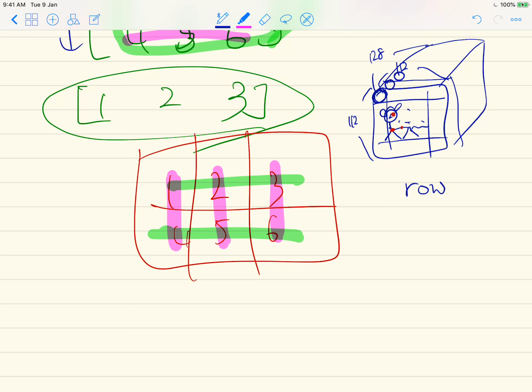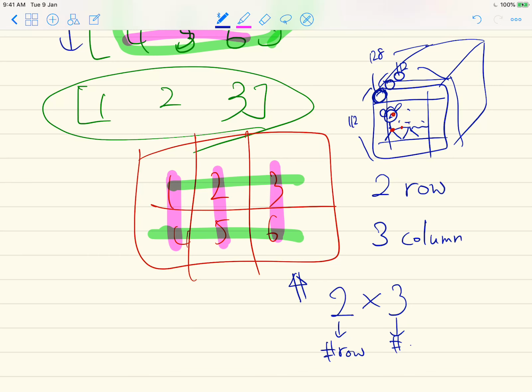Each of these vertical vectors is called a column. Okay. So in this case, how many rows do we have in this matrix, and how many columns do we have? 2 rows, 3 columns, right? So we call the size of this matrix 2 by 3. Okay. This corresponds to the number of rows, and this corresponds to the number of columns.